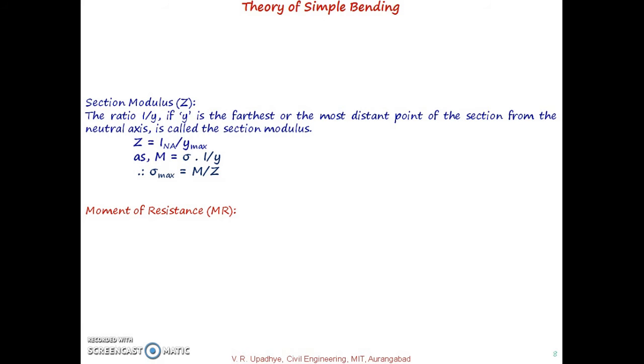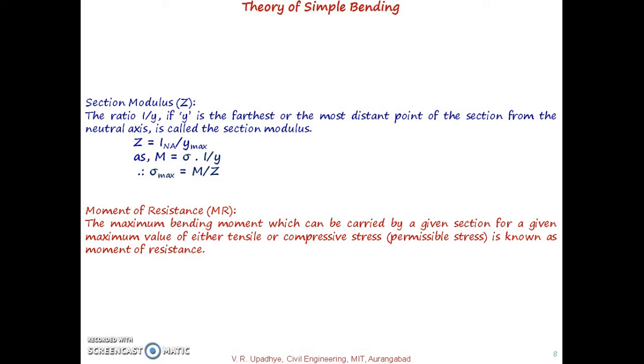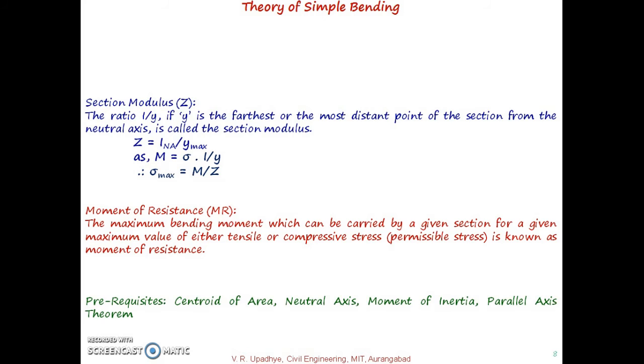Another terminology is moment of resistance, MR. So the maximum bending moment which can be carried by a given section for a given maximum value of either tensile or compressive stress, that is the permissible stress, is known as moment of resistance of that particular beam.